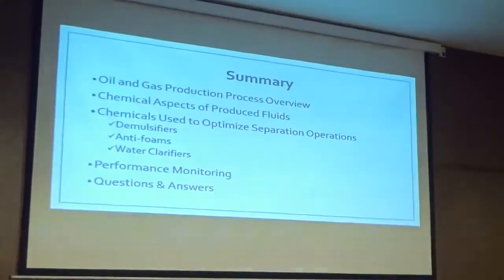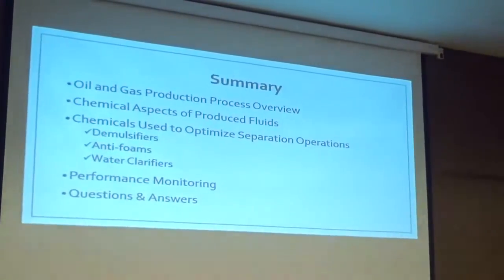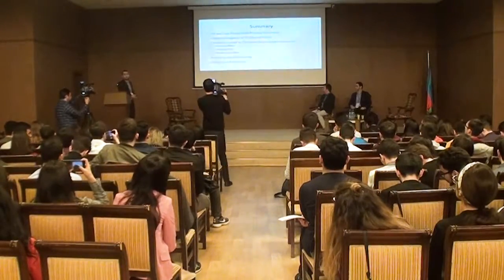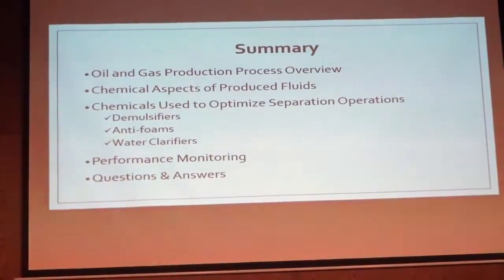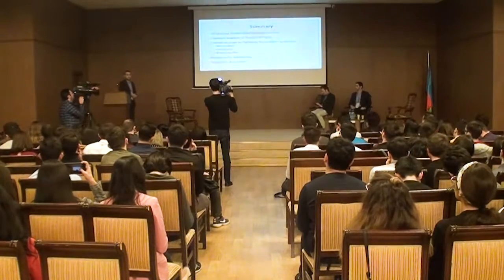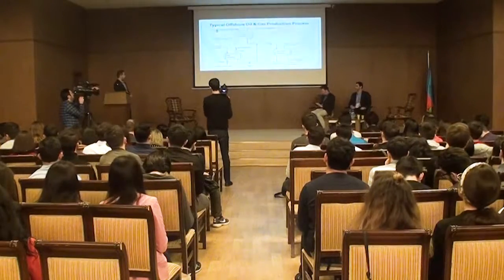So the summary is that I will start with a process overview of oil and gas production, how we produce, and then I will move to chemical aspects of produced fluids, how chemistry is related to this production, and then I will move to chemicals we use to optimize separation operations which are done in oil and gas. These chemicals are demulsifiers mainly, antifoams, and then I will talk about waterclarifiers. Then I will move to performance monitoring, how we monitor the performance of these applications, and at the end I'll move to question and answers. But if you have any question, you can stop me anywhere and just ask your question.